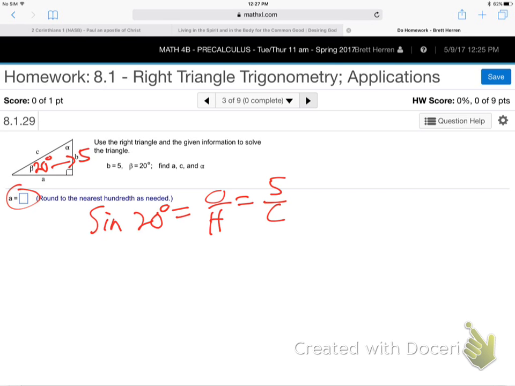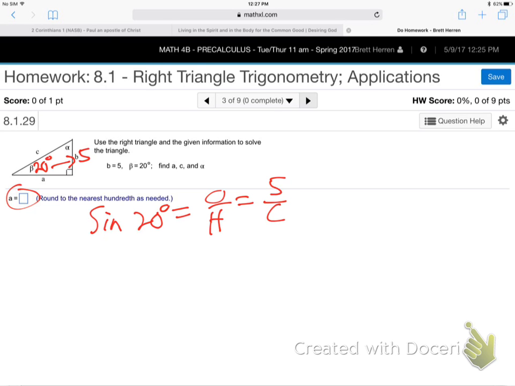So that isn't going to work because I don't know C. I guess I could find C with that, but they're not asking me for C right now. They're asking me for A. That'll work good when it's time to find C, but right now I'm trying to find A. That won't help me find A.